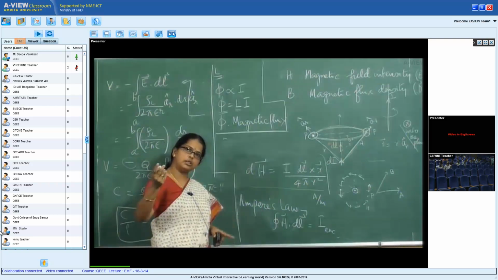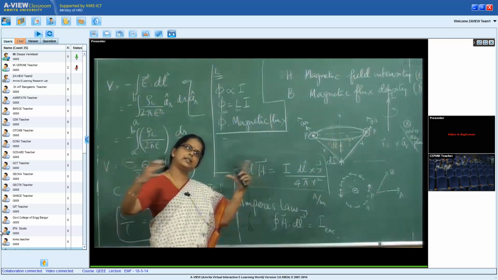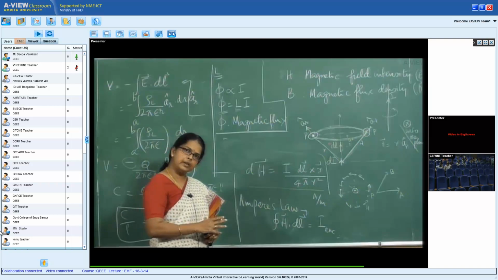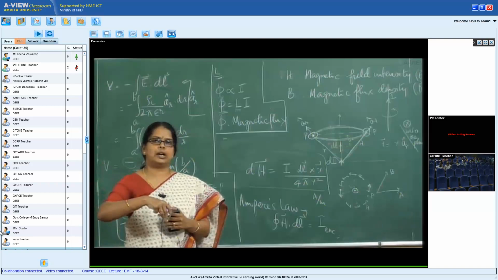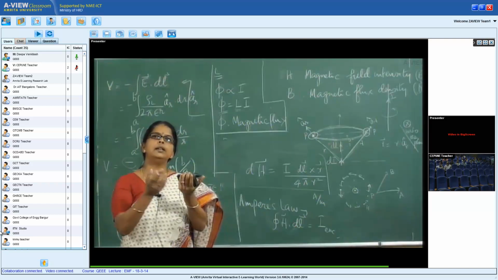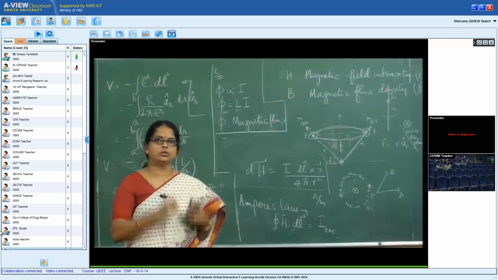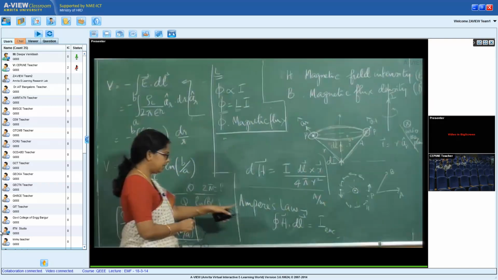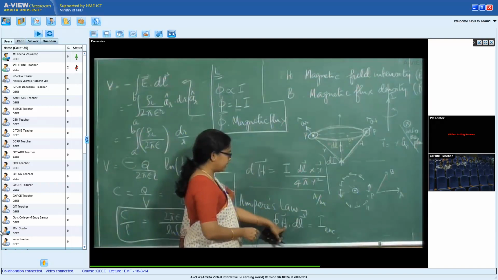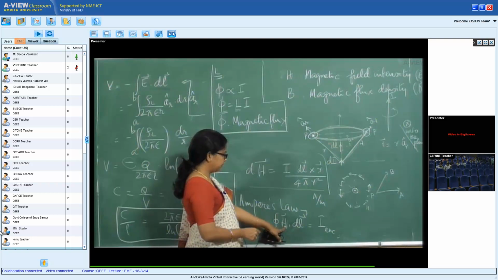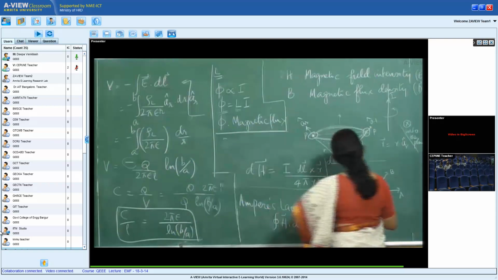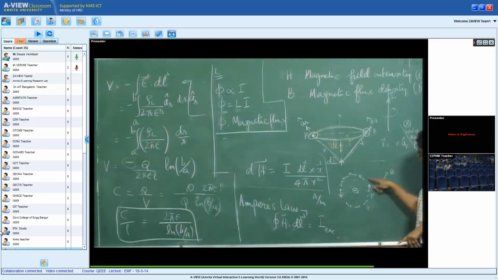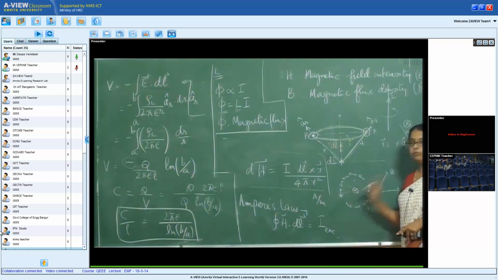This is similar to Gauss's law, which says that the flux density is equal to the charge enclosed. Electric flux density was because of the presence of the charge, and the total flux was equal to the charge enclosed. That was Gauss's law. Ampere's law states that my magnetic field intensity is because of the presence of the current, and so if I take a loop integral of H dot dl, that should give me the current enclosed.